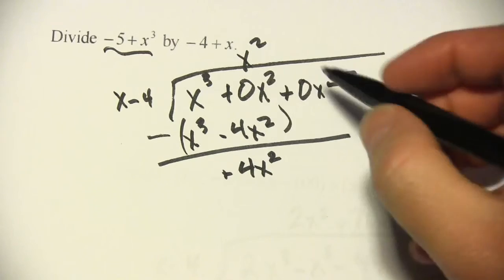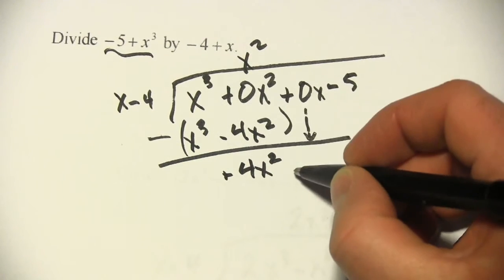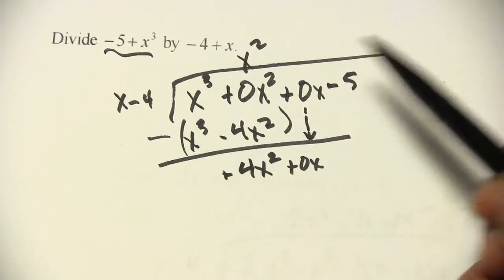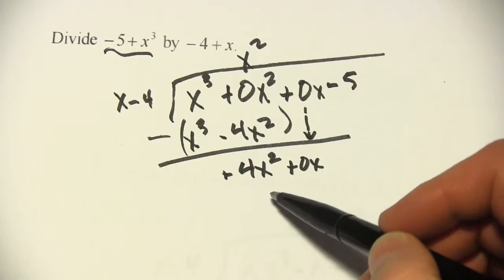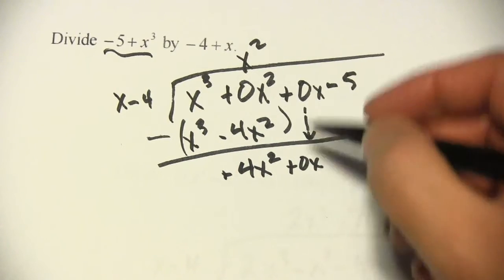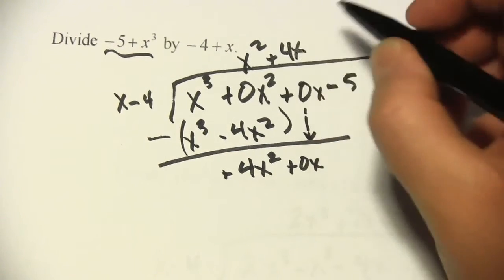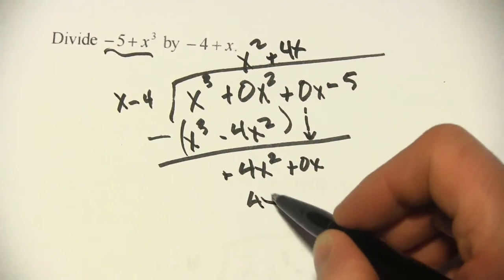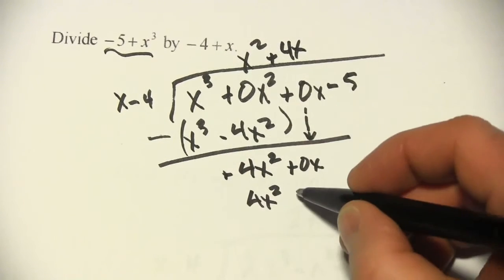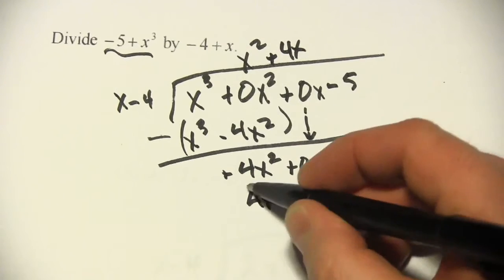Next question, oh, and we have to bring this term down, so plus 0x. Next question is, what do I multiply x by to get 4x squared? Well, that would be 4x. So 4x times x is 4x squared. 4x times negative 4 is negative 16x.